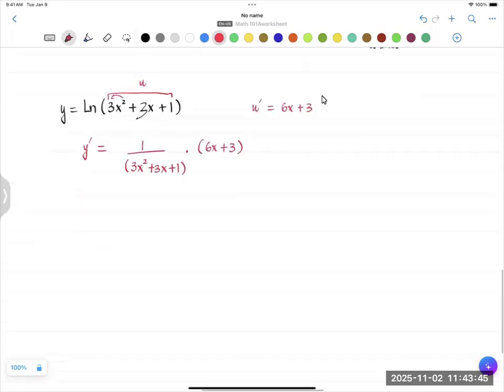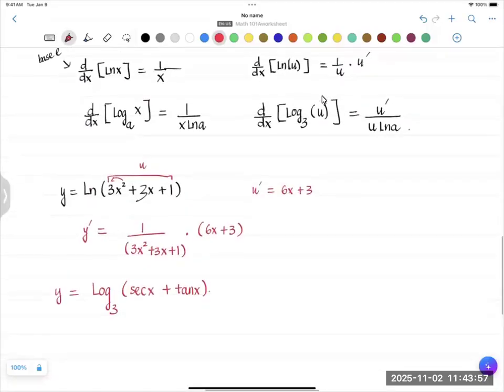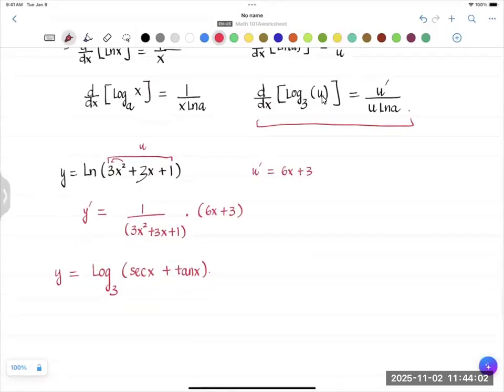If the problem is a little more complicated, like y equals log base 3 of secant x over tangent x, then this is the logarithm of u, so you still have the chain rule and you will have u prime. What is your u here? Your u in this case is secant x over tangent x.